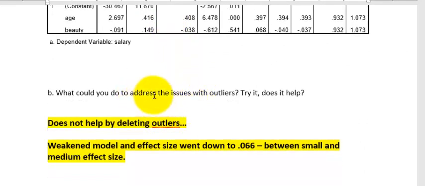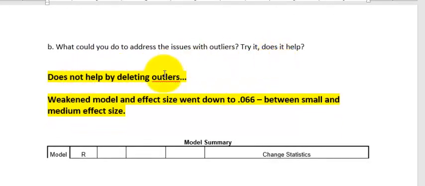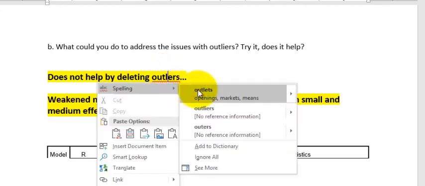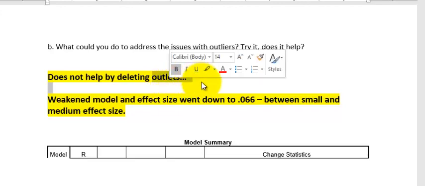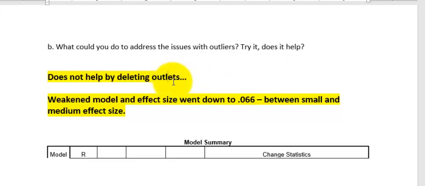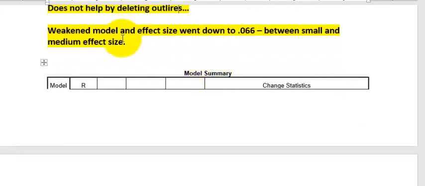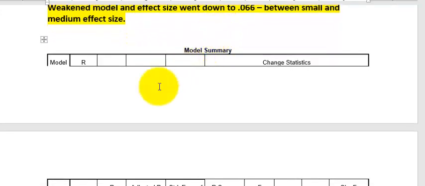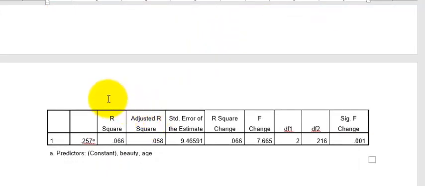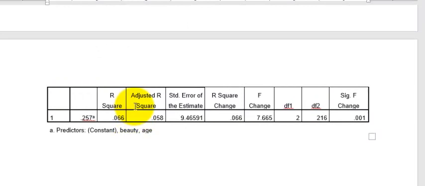And what could you do to address the issues with the outliers? Does it help? I deleted them, and it did not help, period. Right? It doesn't always help to delete outliers. You never know what's going to happen. It's the magic of statistics. But when I took out the outliers, it weakened the model further. The effect size went down to 0.066, which is between small and medium. So the more you check on the assumptions here, the weaker your model gets.